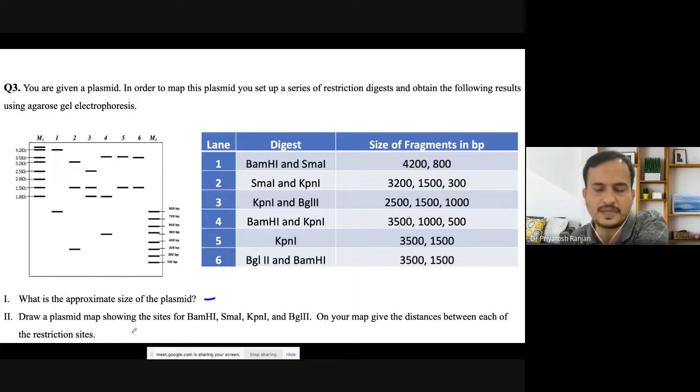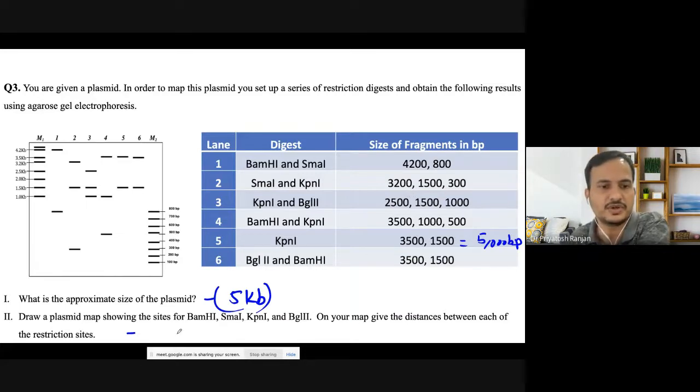Approximate size of the plasmid, and draw a plasmid map, which we can draw in the next slide. One thing we can directly write here: what is the approximate size of the plasmid? You just add up these values. For example, KpnI, if it's a plasmid generating two fragments of 3500 and 1500, it tells me that it has two sites because the DNA is circular, and the total length of the DNA is going to be 3500 plus 1500, which is 5000 base pair, or you can call it 5 kilo base pair. Same, you just add any of these numbers and you'll get the approximate size of the plasmid.